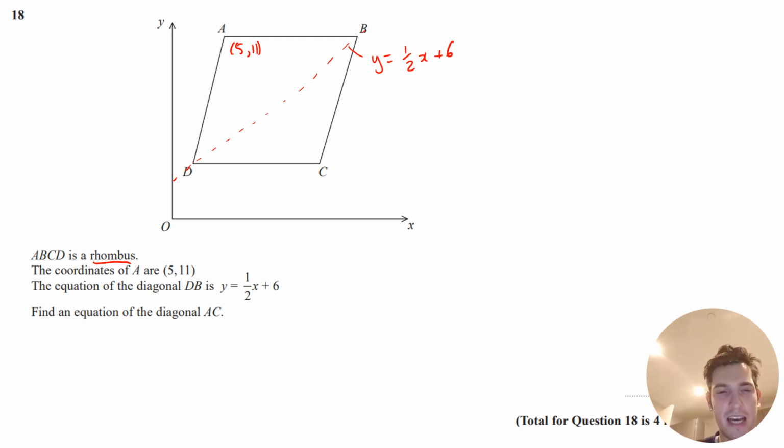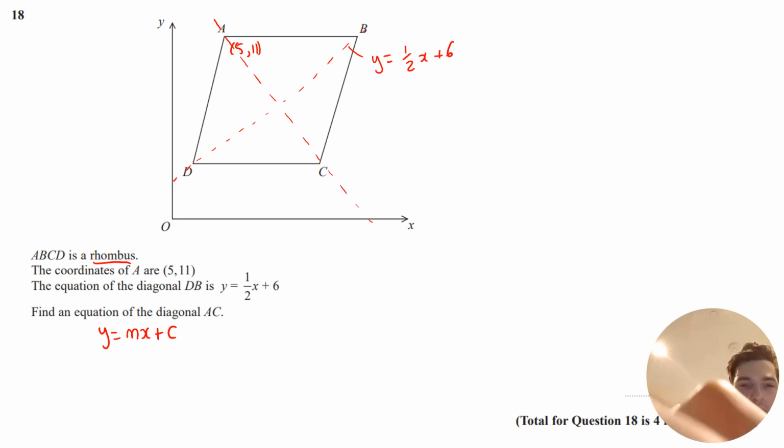Find the equation of the diagonal AC. So let's draw on this line. All right, so equation of diagonal. So it's obviously a straight line. So my answer needs to be y equals mx plus c. And I already know a point on this diagonal. So I know this point 5, 11. How am I going to find the gradient?